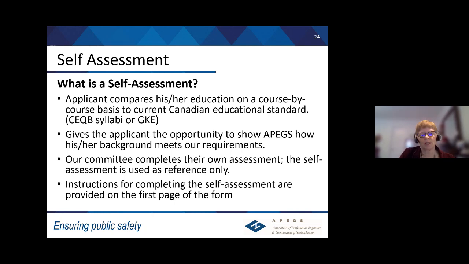It gives you a chance to show APEGS how your academic background compares to the Canadian syllabus, because you have a better understanding of your program. So you're providing this to us for guidance to help us understand your academic background. The committee will take your self-assessment as information, but they will complete their own academic assessment using your self-assessment for reference. The instructions for completing the self-assessment are provided on the first page of the form.